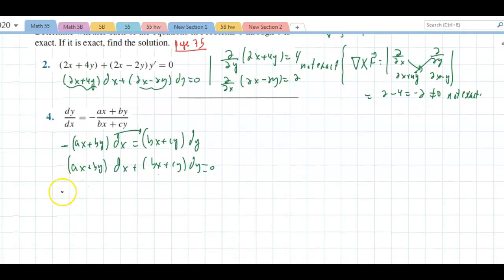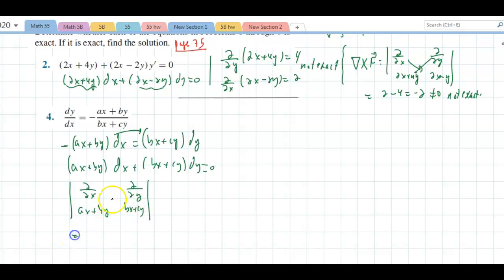If I take del crossed with f, so partial with respect to x, partial with respect to y, right, of ax plus by and bx plus cy, that would be the partial with respect to x, which is b, minus the partial with respect to y, which is b. That's 0. It's exact. So it did work. And how do you do this? It's up to you, just like we did back in the days. You could start anywhere you want.